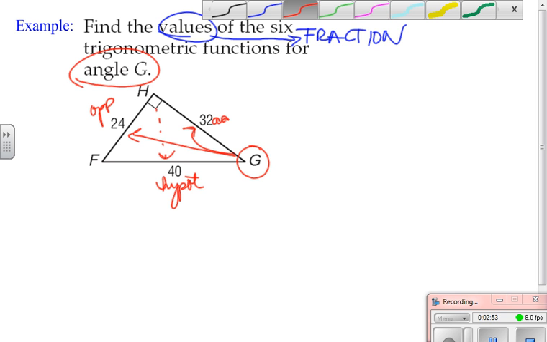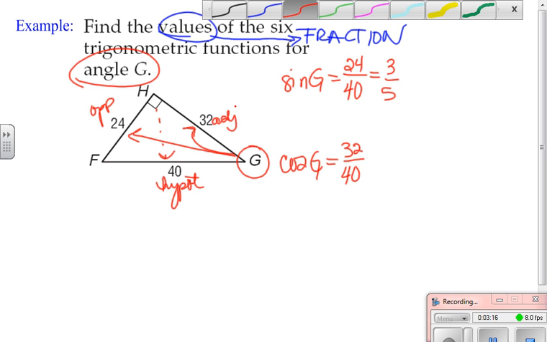This is my adjacent. And so the sine of G is equal to the opposite, 24, over the hypotenuse. We always reduce. Common factor of 8, 3 over 5. Cosine of G is adjacent over hypotenuse. Common factor of 8 leaves me 4 over 5. Tangent of G is opposite, 24 over adjacent, 32. Common factor of 8 leaves me 3/4.